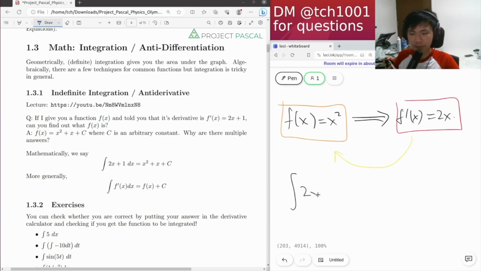So you can say the integral of 2x dx is equal to x squared, where this part is what we call the integrand. This dx over here tells us we're integrating with respect to the variable x, and the integral sign tells us we're integrating.